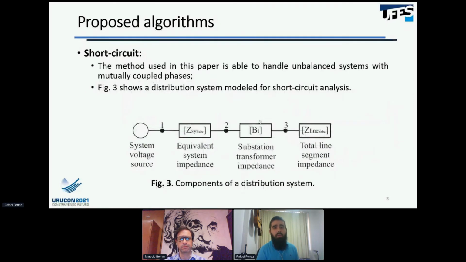The method used in this paper is able to handle unbalanced systems with mutually coupled phases. In figure 3, it shows a distribution system modeled for a short circuit analysis. So we have the system voltage source, the equivalent system impedance, the substation transformer impedance, and then we have the total line segment impedance.